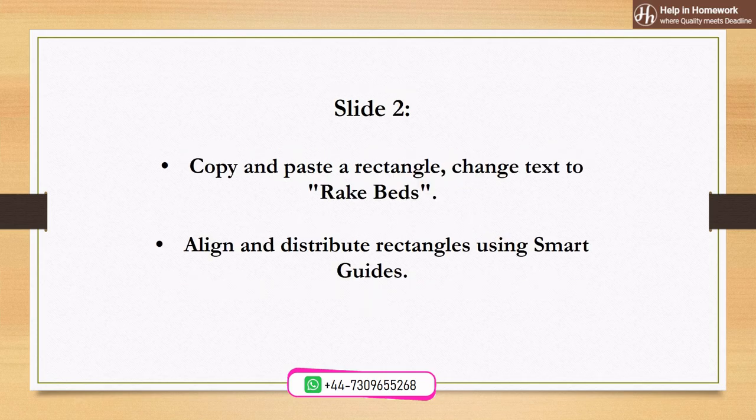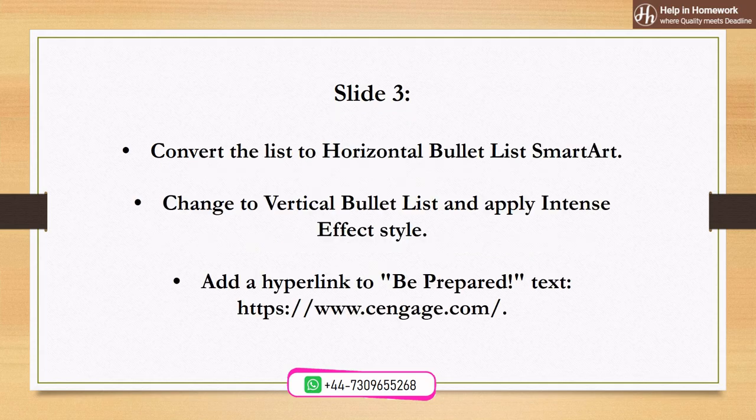Position the shape below and right of the title. Slide 2: copy and paste a rectangle. Change text to Rake Beds. Align and distribute rectangles using Smart Guides. Slide 3: convert the list to a horizontal bullet list SmartArt. Change to a vertical bullet list and apply the Intense Effect style.